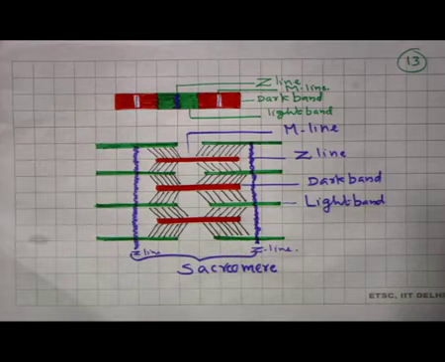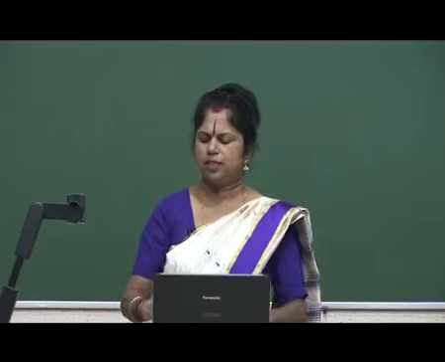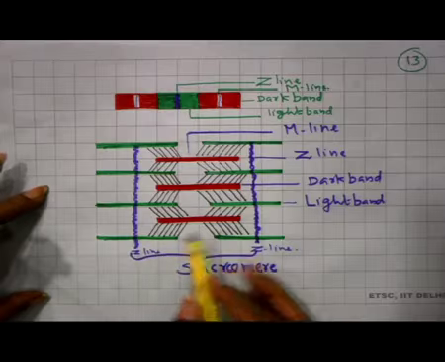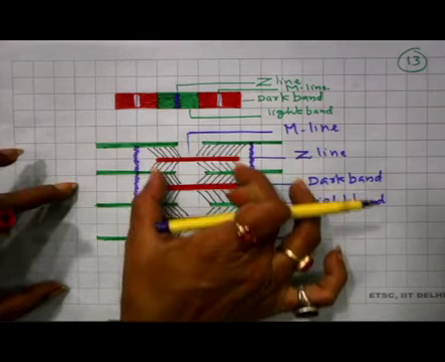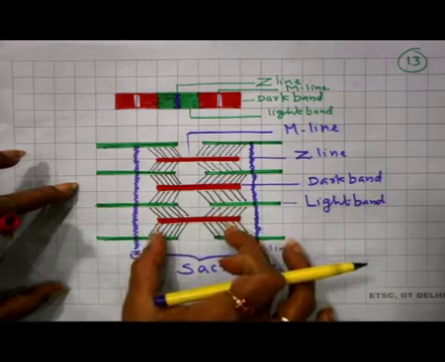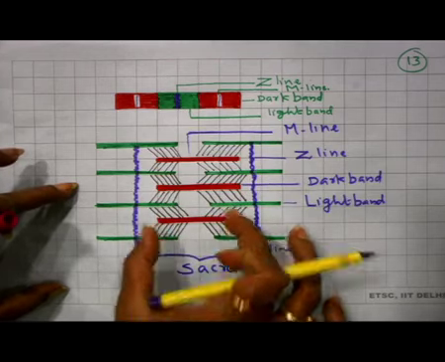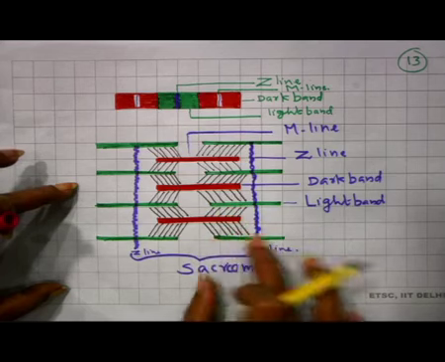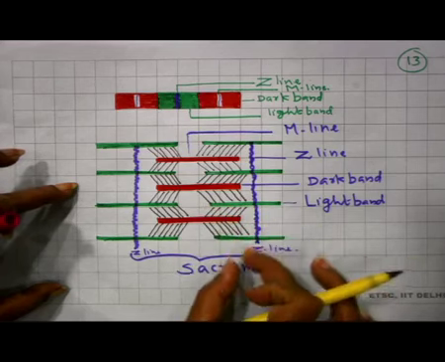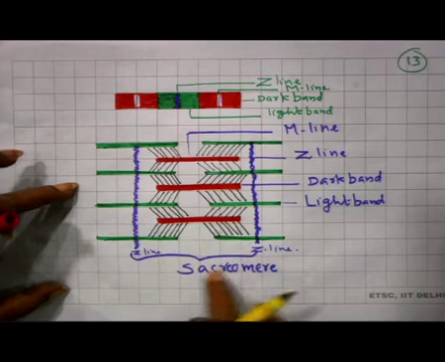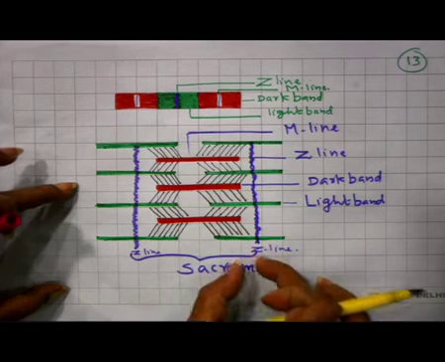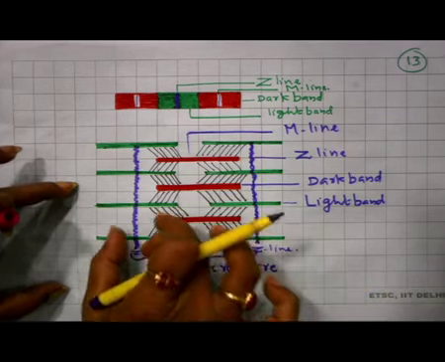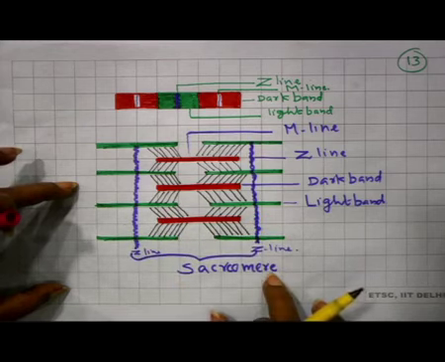And now, what does a sarcomere contain? Just see, a sarcomere contains a full dark band. See this red colored portion, that is the dark band. One full dark band and half of the I band. This full is one I band, but only half portion is coming in a sarcomere. One full dark band and half of the I band on either side forms the unit of contraction, which is known as the sarcomere.